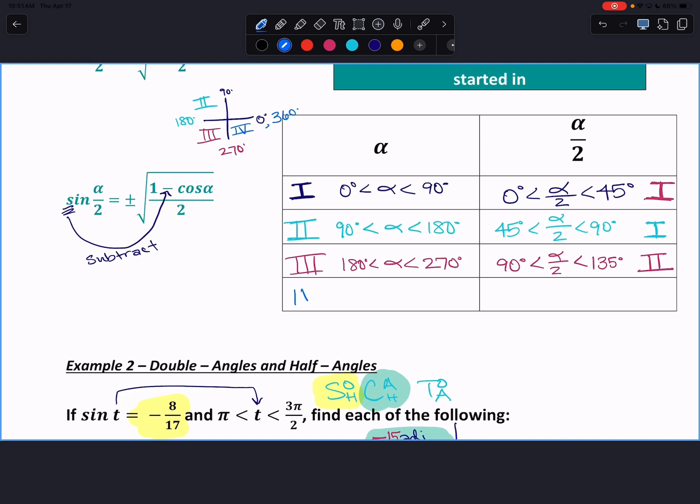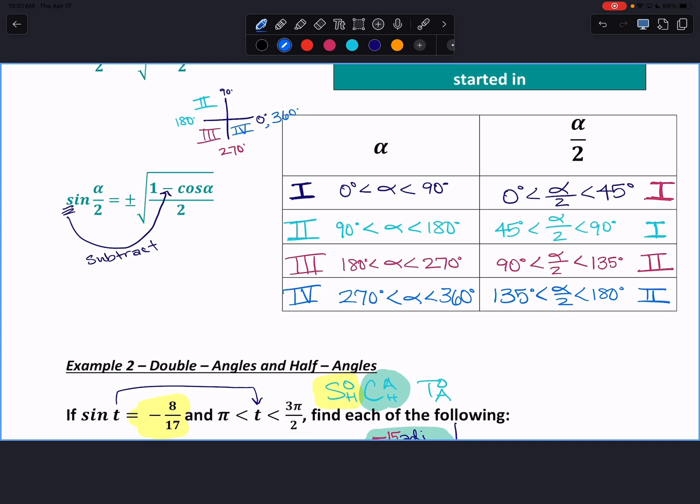Okay, so quadrant 4 is from 270 degrees to 360 degrees, which means if I half that, half of 270, 135, half of 360, 180. What quadrant is that? Second. So look what happens. If you half it, you're always ending up on the top of the unit circle, either in the first quadrant or second.